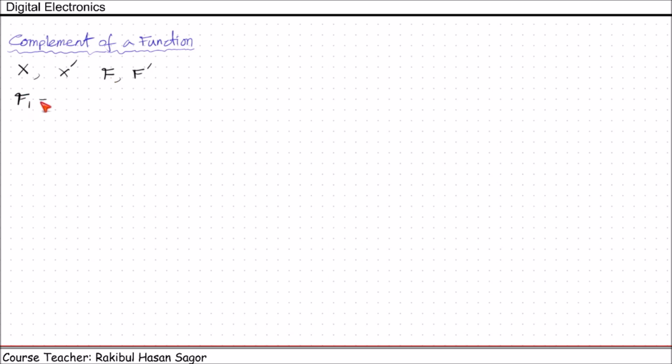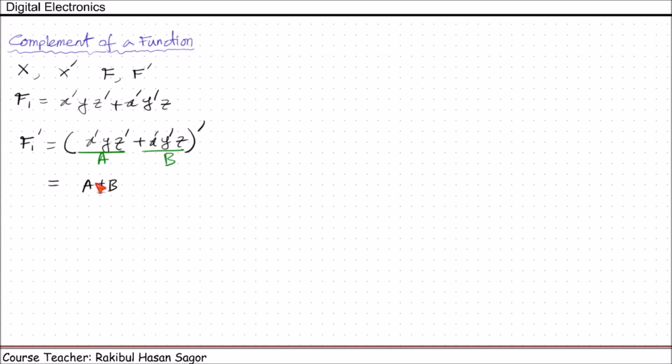Suppose we have a function f1 which is x prime y z prime plus x prime y prime z. Now if you are asked to find the complement of this function f1, we can write f1 prime equal to x prime y z prime plus x prime y prime z, whole prime. Now let us apply De Morgan's theorem. Consider this is one variable a and this is another variable b. So a plus b whole prime will lead us to, using De Morgan's theorem, a prime into b prime.